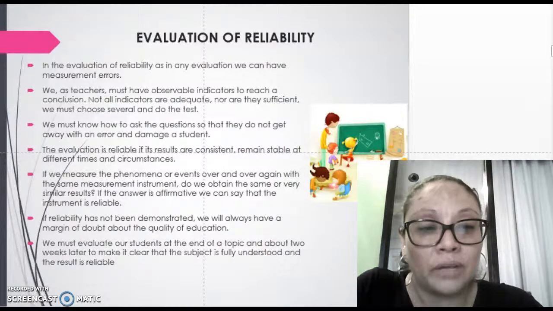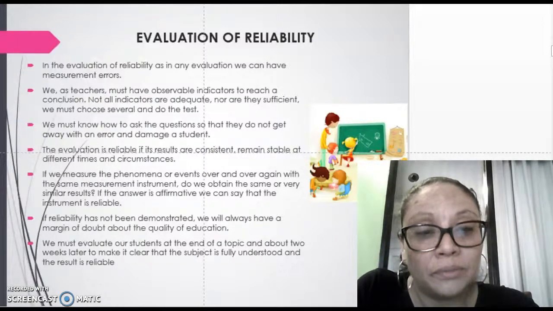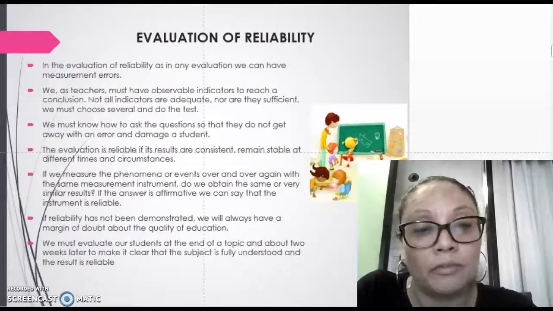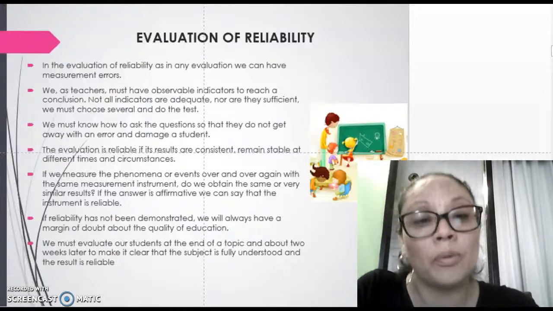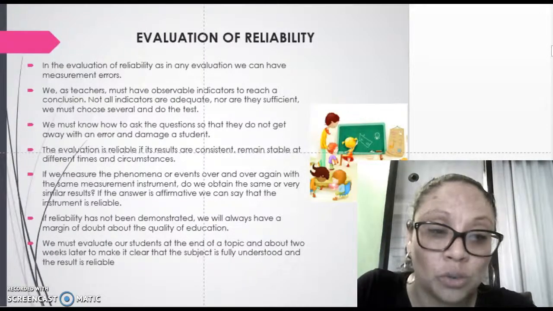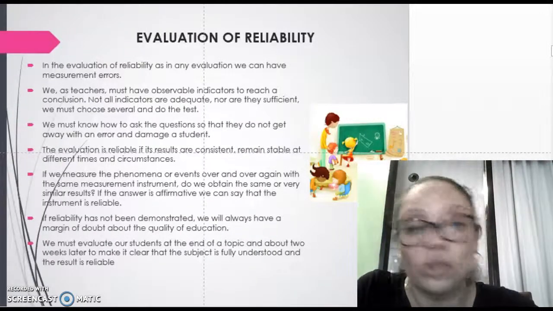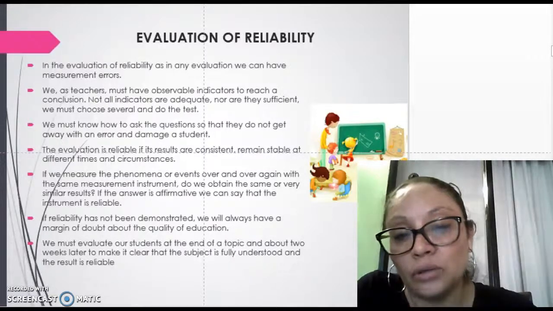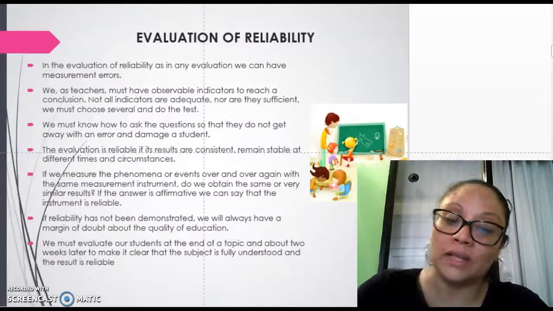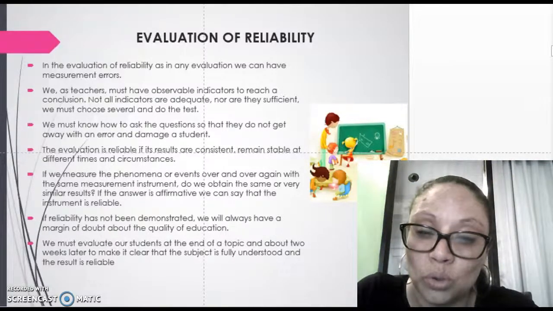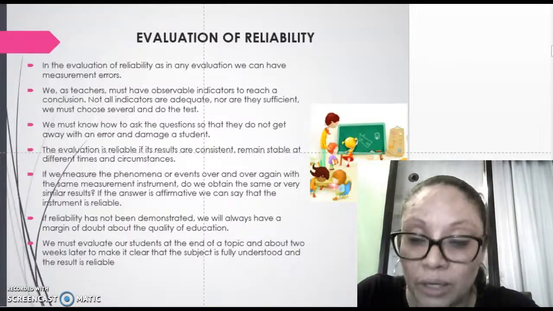Evaluation of reliability. In the evaluation of reliability, as in any evaluation, we can have measuring errors. We as teachers must have observable indicators to reach a conclusion. Notes and indicators are neither adequate nor sufficient. We must choose several and do the test.